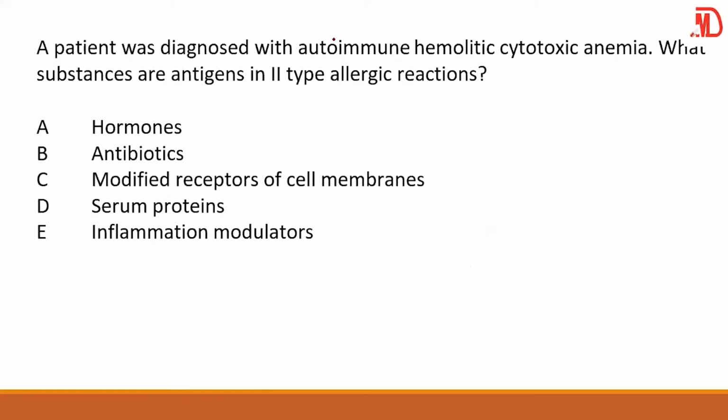We have a patient diagnosed with autoimmune hemolytic cytotoxic anemia. What substances are antigen in type 2 allergic reaction? Obviously, you know that we have 4 types: type 1, type 2, type 3, type 4. So all they are asking us is what happens in type 2 hypersensitivity reaction. In type 2 hypersensitivity, we also call it cytotoxic hypersensitivity.